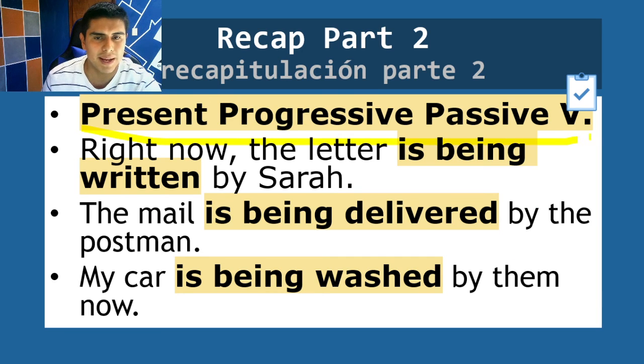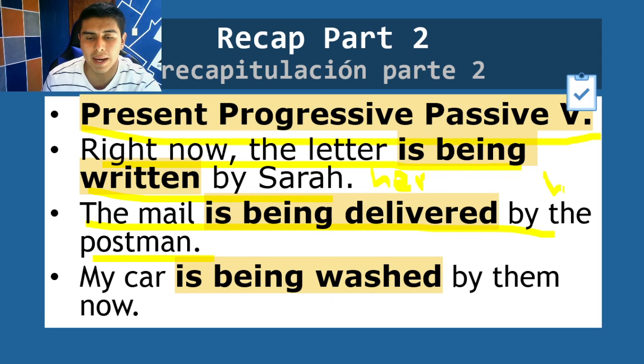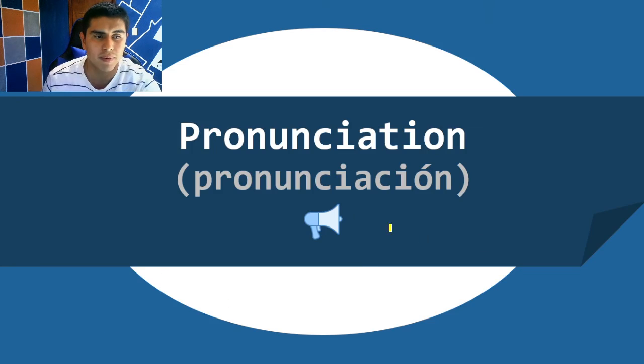Present progressive passive voice. Right now the letter is being written by Sarah. Ahora mismo la carta está siendo escrita por Sara or by her, si prefieren usar el pronombre personal. The mail is being delivered by the postman or by him. And my car is being washed by them now. Mi carro está siendo lavado por ellos ahora mismo.